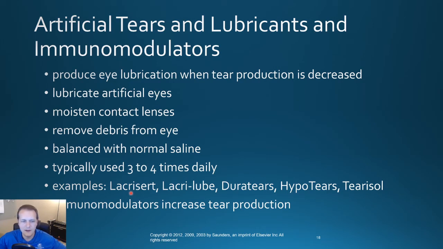In some cases, you may actually have certain drugs called immunomodulators that can help, especially patients who have an autoimmune condition where their body is in overdrive in terms of inflammation. It can help to tamp that down, to decrease that inflammation, and that can help to stimulate tear production as well.